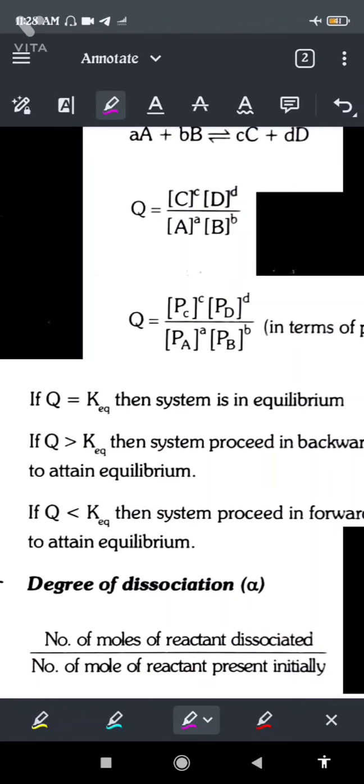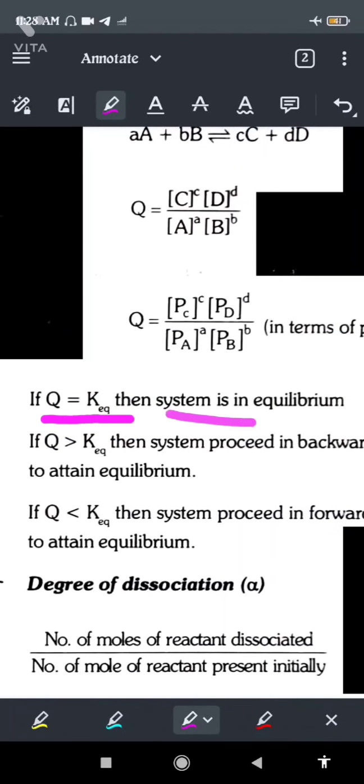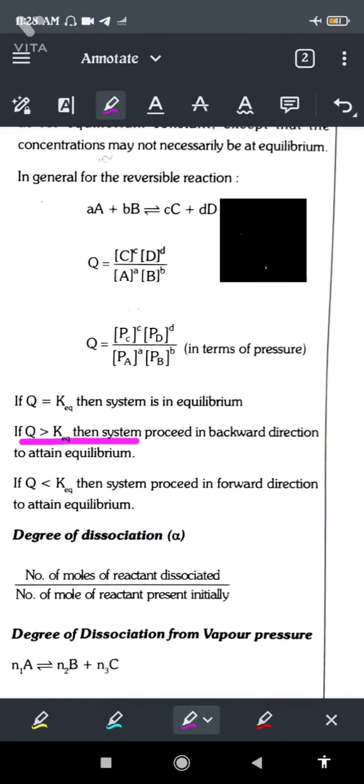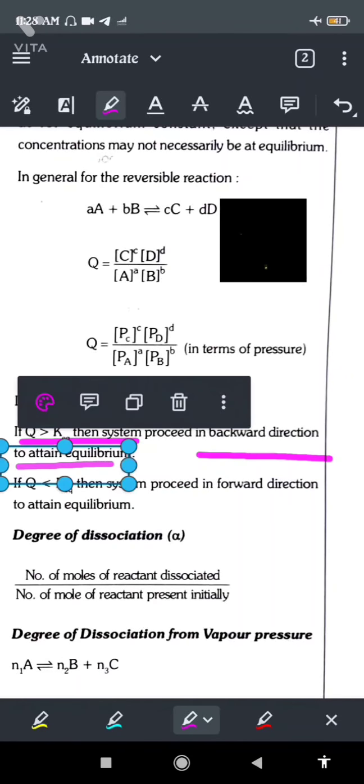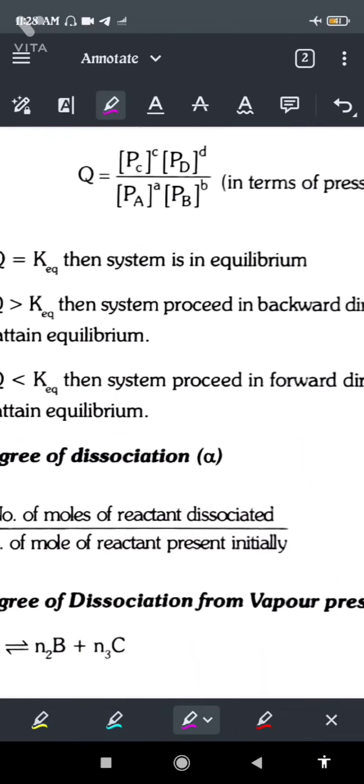If the reaction quotient is equal to the equilibrium constant Kc, then the system is in equilibrium. Please note down the point. And if the reaction quotient is greater than the equilibrium constant, then the system proceeds in the backward direction to attain equilibrium. Please note down this point.